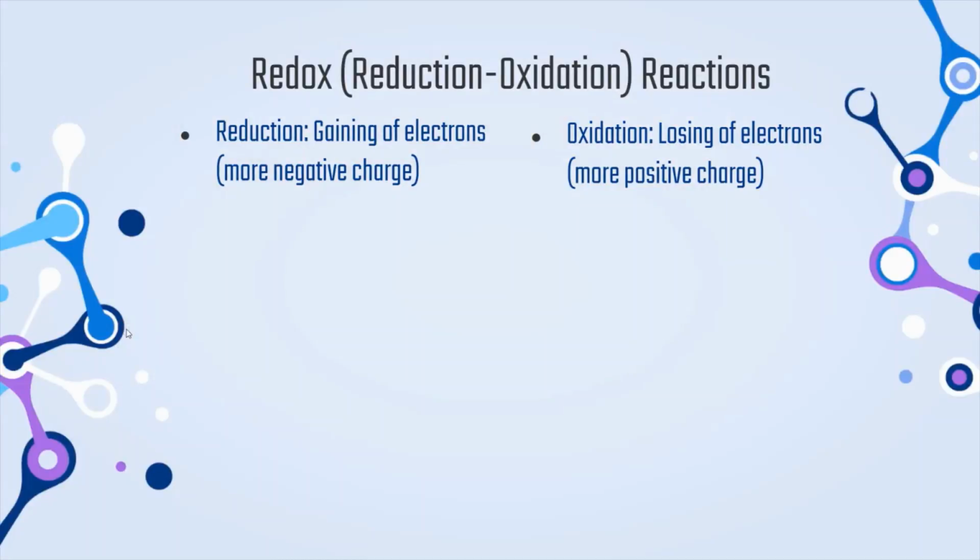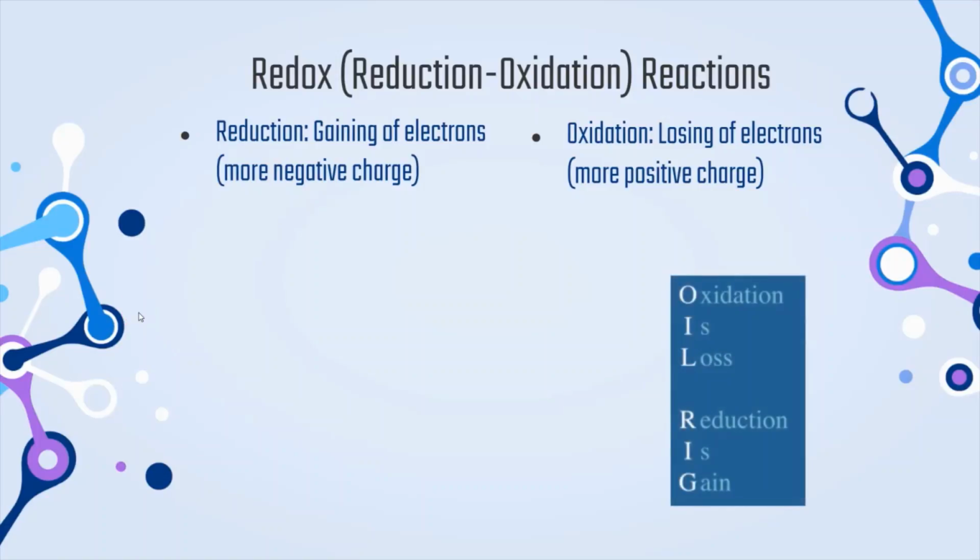So first let's talk about redox reactions, also known as reduction-oxidation reactions. Reduction is when something gains an electron. It's kind of counterintuitive, but you can think about it like if something had a more negative charge due to the gaining of electrons, it will be reduced. On the other hand, oxidation is the losing of electrons, and that's when it has a more positive charge.